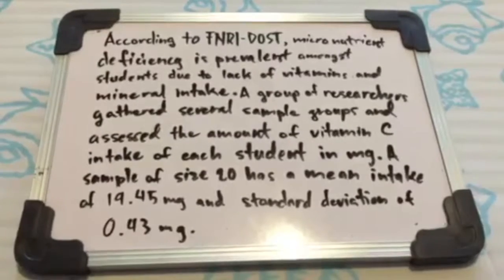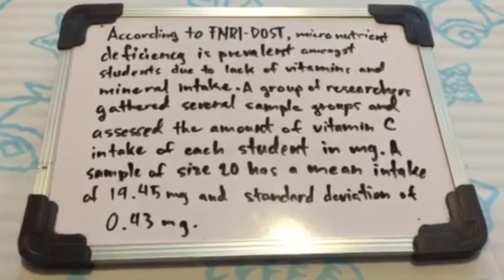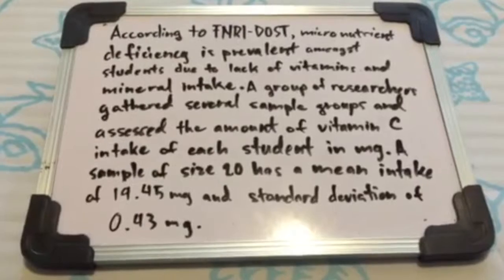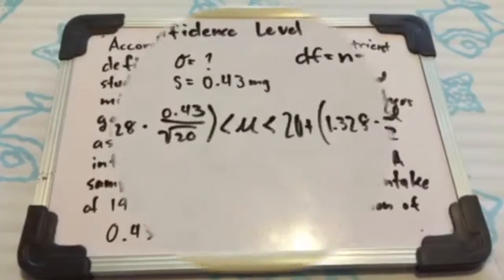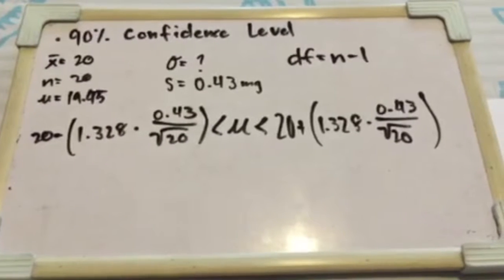Here is an example of an interval estimation when the standard deviation is unknown. Even though the standard deviation is given, we don't know if it is for a population or the sample. Given from the example, let's say that we were given a 90% confidence level.